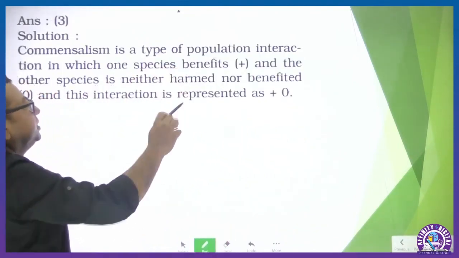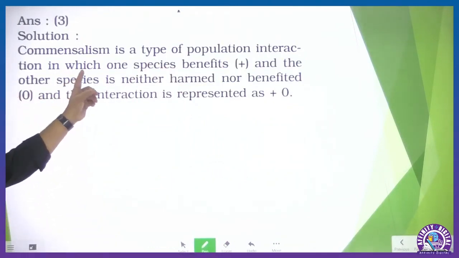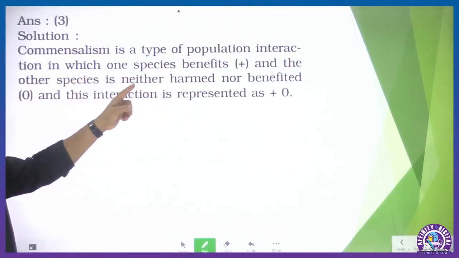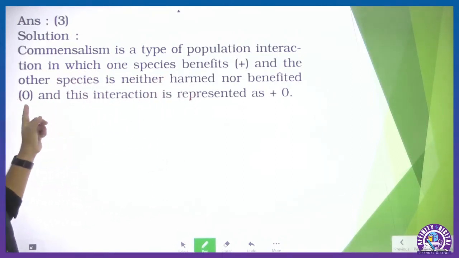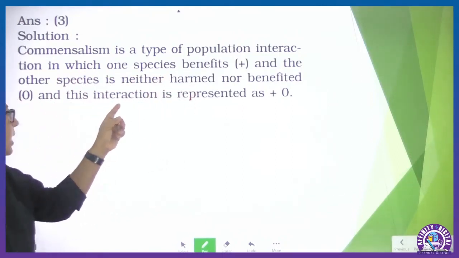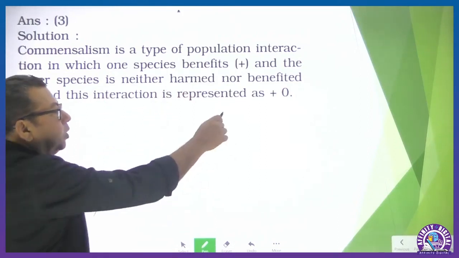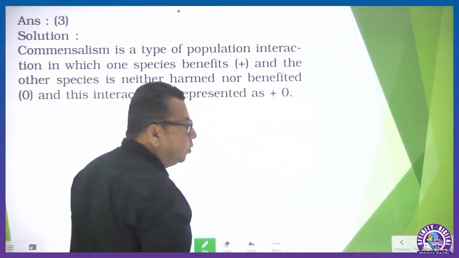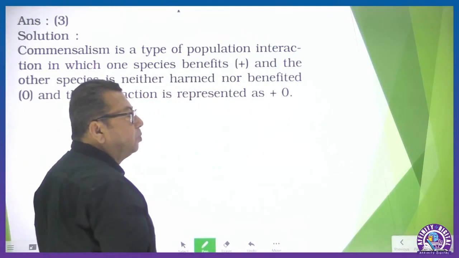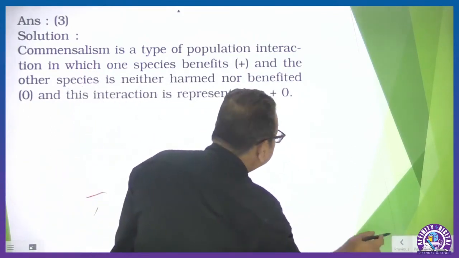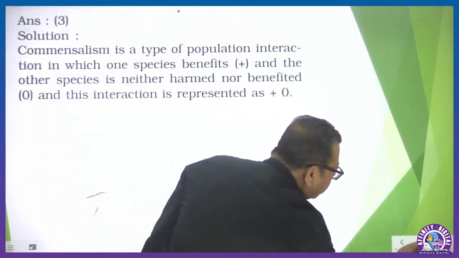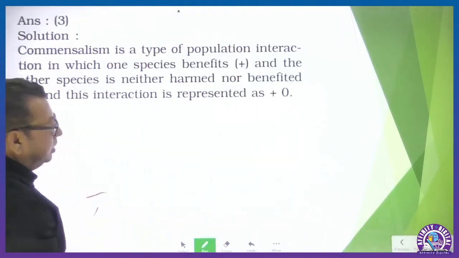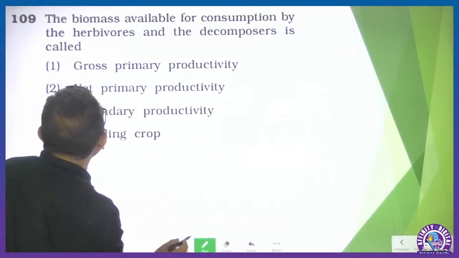So commensalism is a type of population interaction in which one species benefits, the other species is neither harmed nor benefited, isliye zero se represent karta hai, and this interaction is overall represented as plus zero. But option mein kya diya hai? Option number 3 mein kya diya hai? Plus plus diya hai, isme plus zero hona chahiye. Also, moving on to the next question.